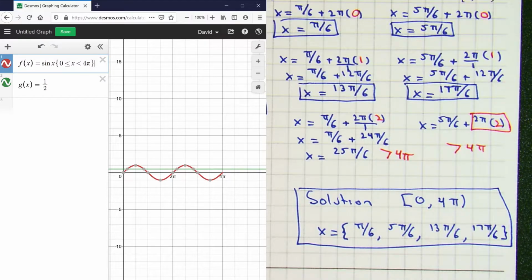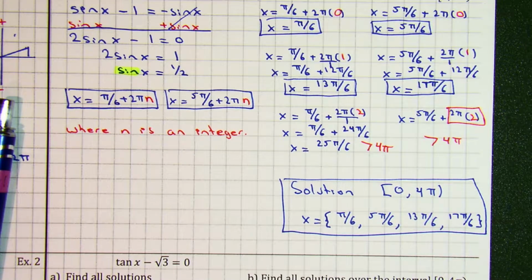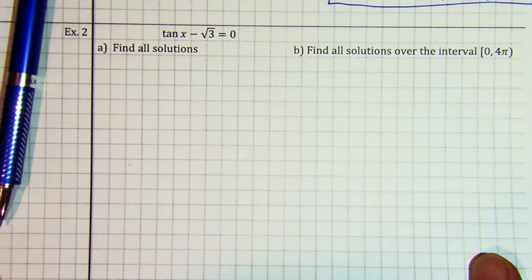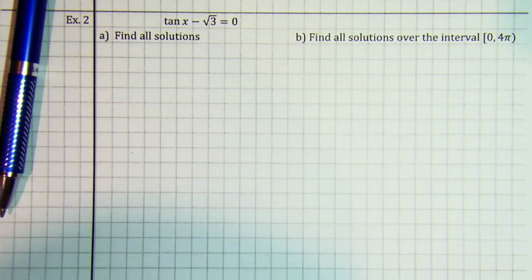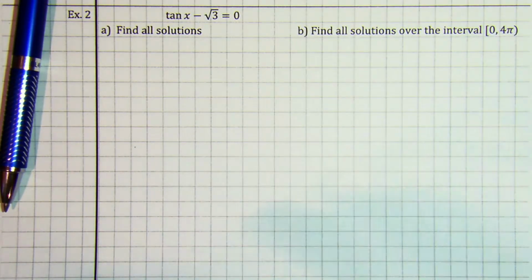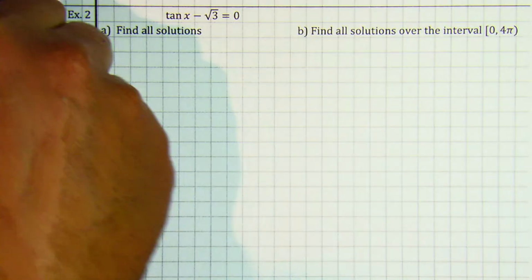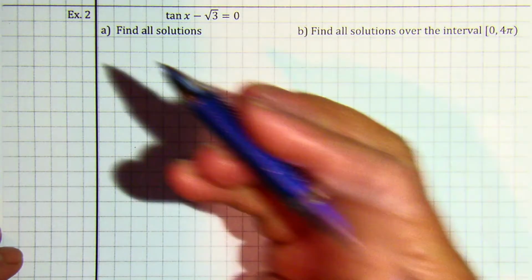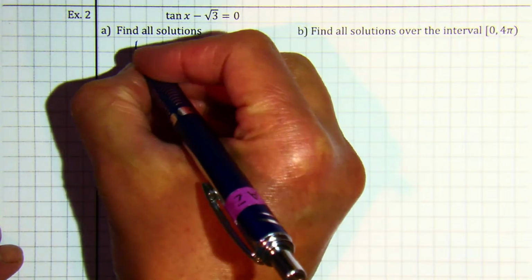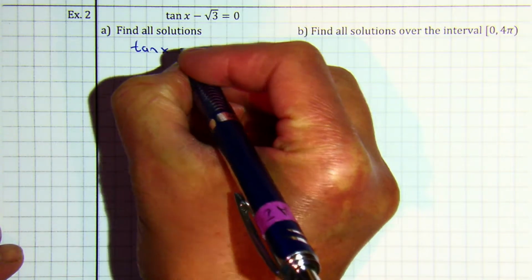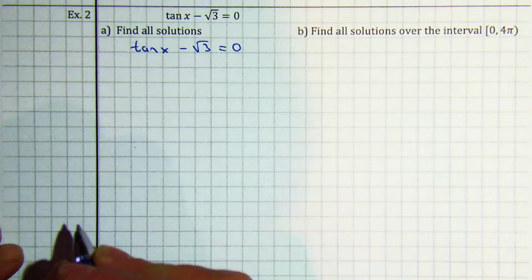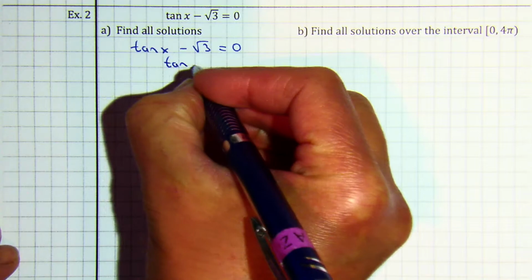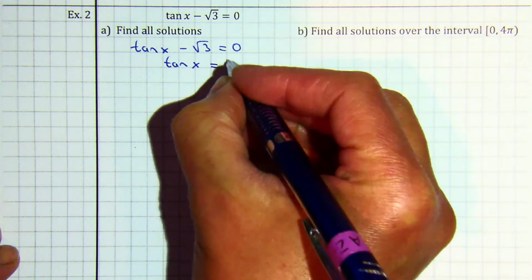Example number 2. So take the time to copy it down, and we'll start once you are ready. So I need to find all the solutions, and then I need to find all the solutions over the interval between 0 and 4 pi. So I'm going to copy the equation down. Tangent of x minus the square root of 3 equals 0. I want to leave the tangent by itself, so therefore the tangent of x equals, move this to the right, we can say positive square root of 3.